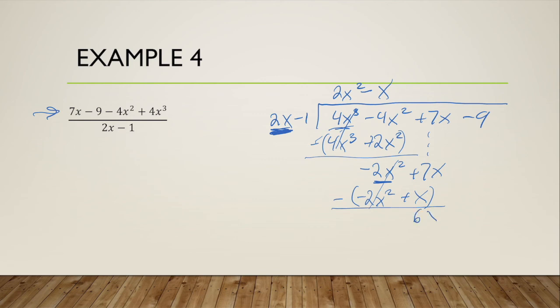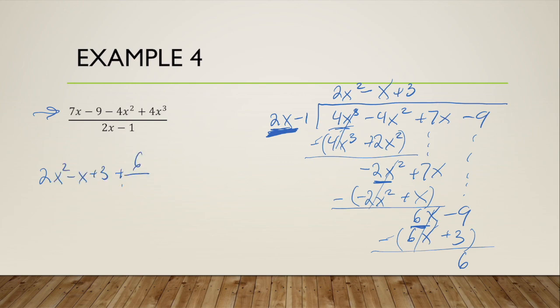7x minus x is 6x. We pull down our next term. What do I multiply 2x by to make it look like 6x? That's going to be 3. 3 times 2x is 6x. 3 times a negative 1 is a negative 3. We go ahead and subtract. My remainder is 6. So I've got 2x squared minus x plus 3 plus 6 out of whatever my divisor was, which is 2x minus 1. Or you can write it as 2x squared minus x plus 3 remainder, just a letter R, 6. And that tells us what our remainder is.